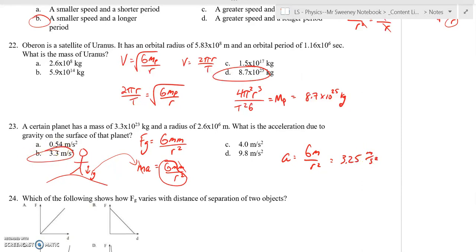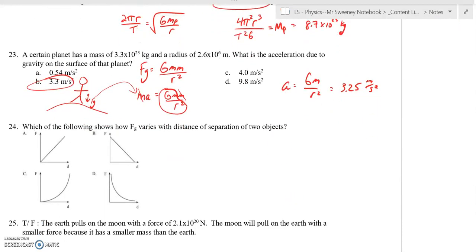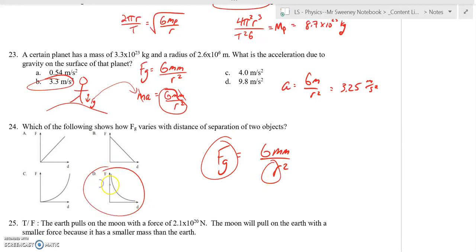Choice B. Number 24, which of the following shows how force of gravity varies with distance of separation? In other words, radius. These two are related inverse squarely. Choice D.